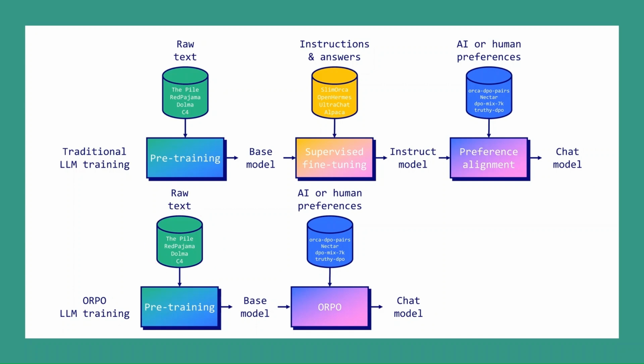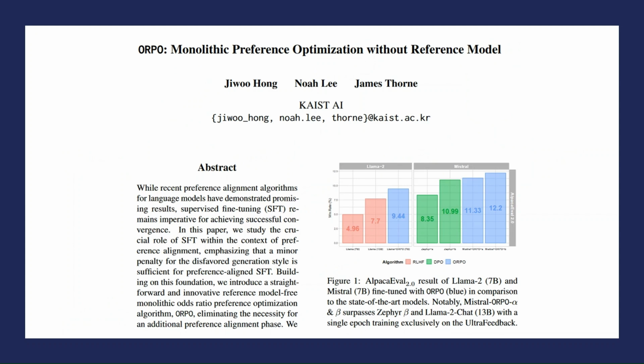But if we use ORPO, we don't need to do these two stages. Instead, we can use ORPO to do preference alignment directly on the pre-trained base model. This way we can save a lot of training time and resources by doing the preference alignment in one stage rather than two stages. ORPO was proposed in this paper in 2024, and currently it is the latest fine-tuning method for LLMs.